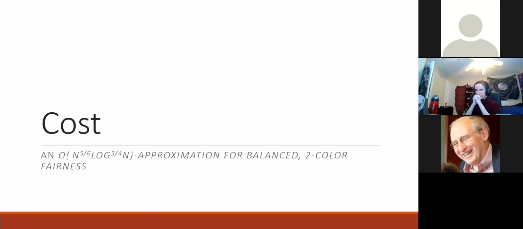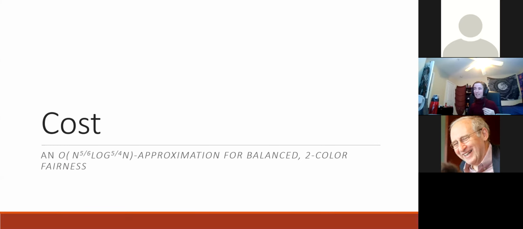So our fair cost approximation algorithm is definitely a more theoretical result than a practical result. Specifically, the factor approximation we're getting is an O of n to the 5/6 log to the 5/4 n approximation. So it's really just an initial interesting result that proposes new techniques that one might use to make further progress on this problem or related problems.